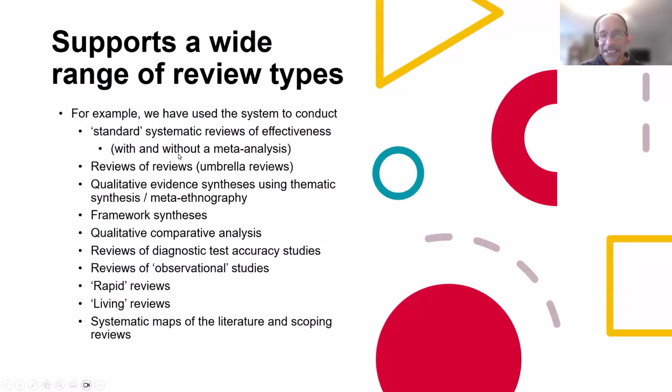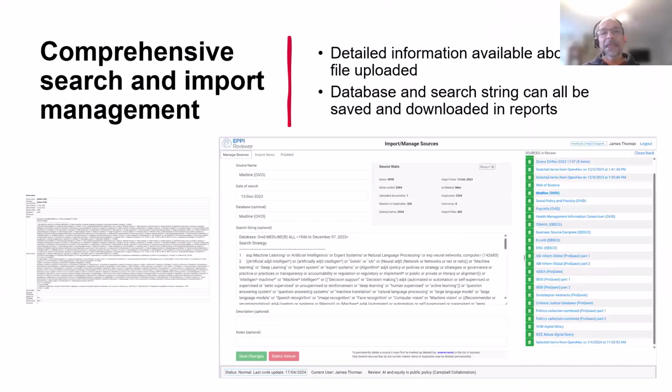It covers a wide range of review types, as I mentioned. So you can do a standard systematic review, an umbrella review, qualitative, quantitative, look at quality assessments, produce evidence gap maps. It's all doable with EPPI Reviewer.